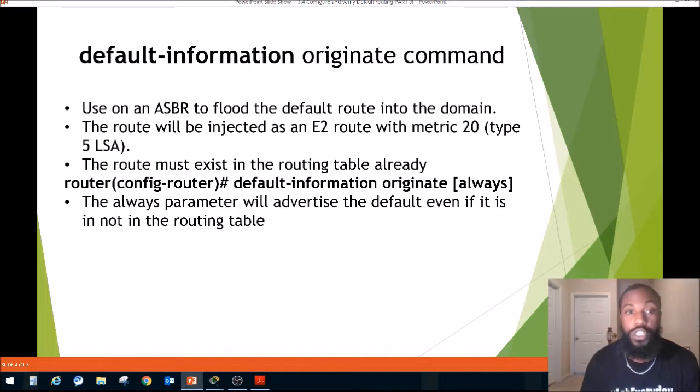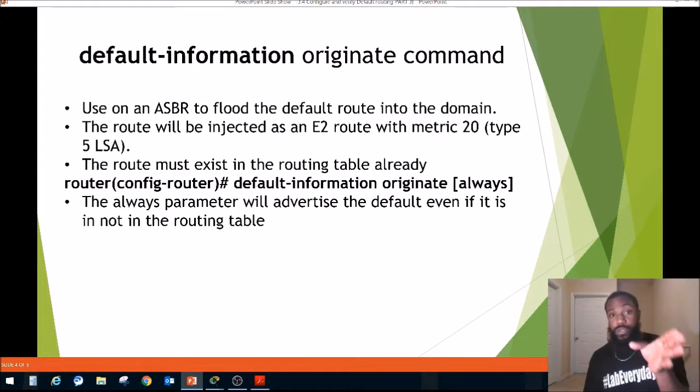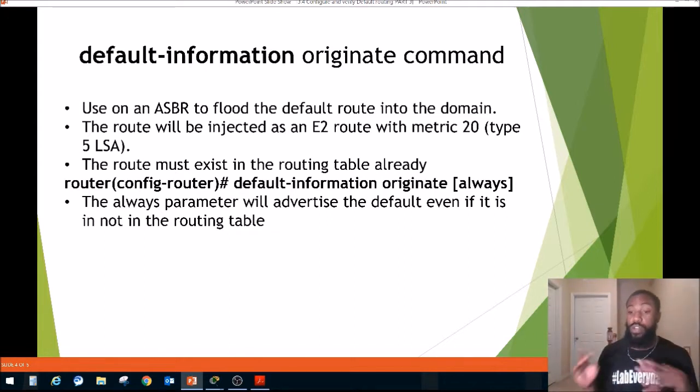You use this on an ASBR, which is also known as an autonomous system boundary router. If you know how OSPF works, those are the only routers you can use to flood a default route into a domain. The route will be injected as an E2 route, which I believe is an external OSPF type 2 route, with a metric of 20, type 5 LSA.